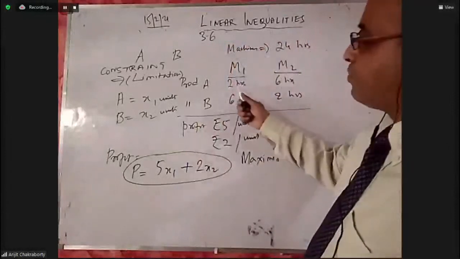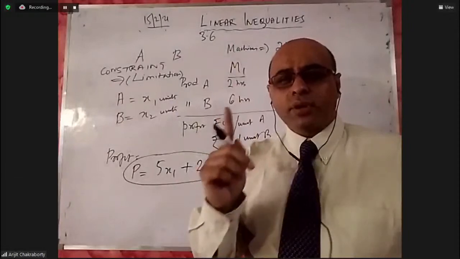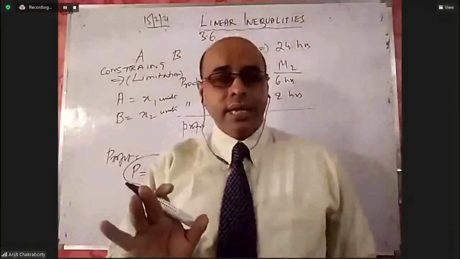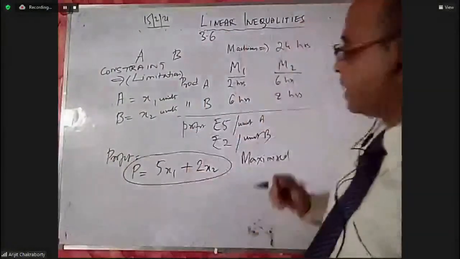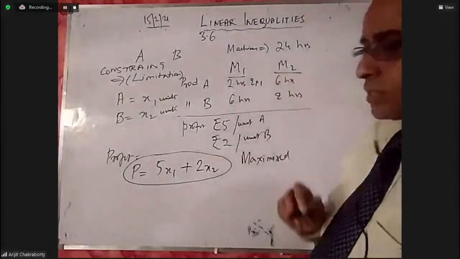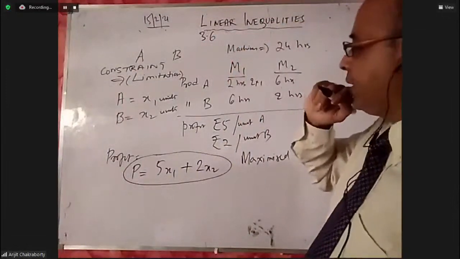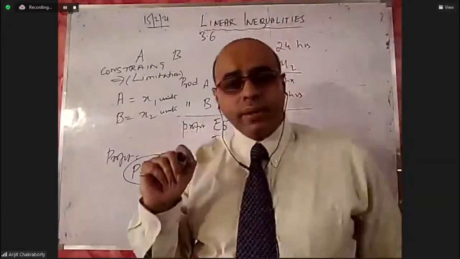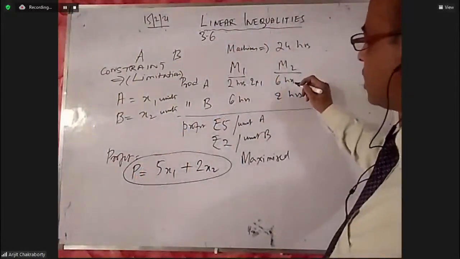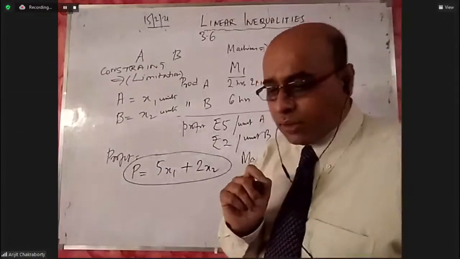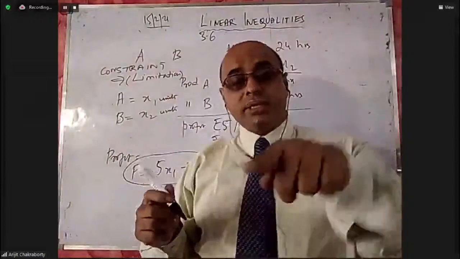The product A requires 2 hours. So 1 unit of product A requires 2 hours. If I produce X1 units of A, how much time will it take? 2X1 hours. Then product A also requires 6 hours in machine 2. So 1 unit of A requires 6 hours in machine 2.